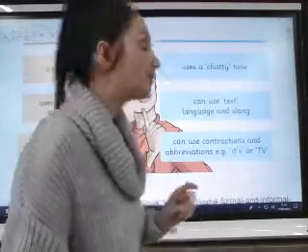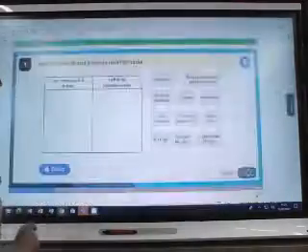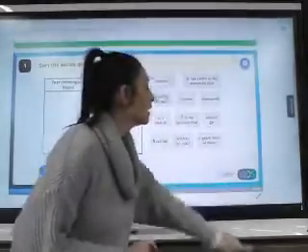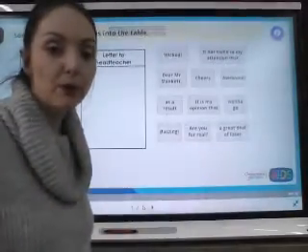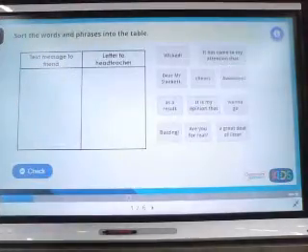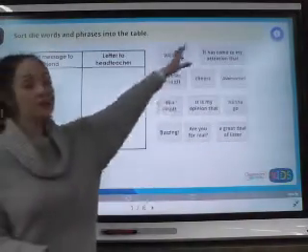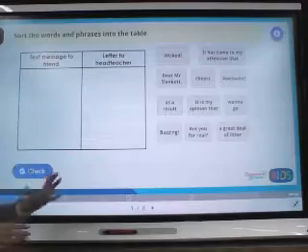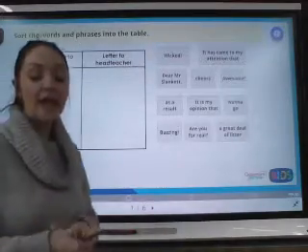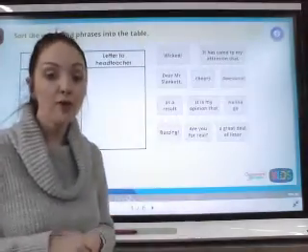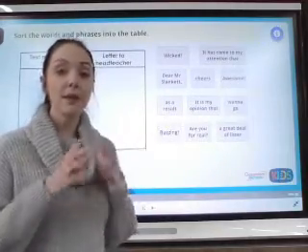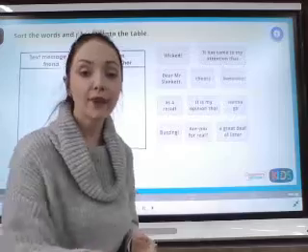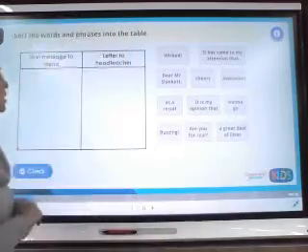So let's have a look at this together, and this will help you apply what we do here to your work in your book. We've got to sort these words and phrases into the correct place in the table, and this is very similar to your first question on page 9. Once we've done this, you might want to pause the video and have a go at question 1.